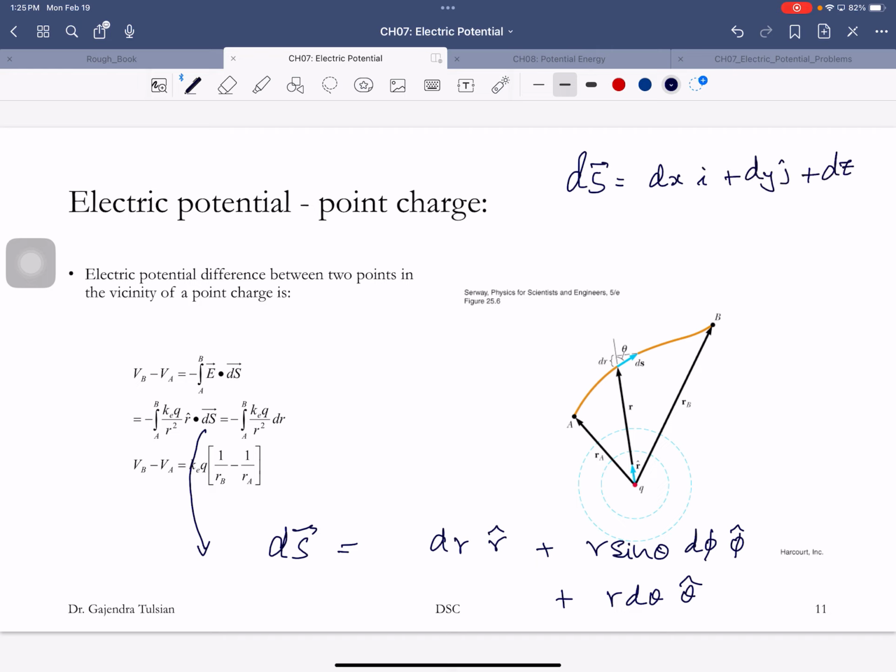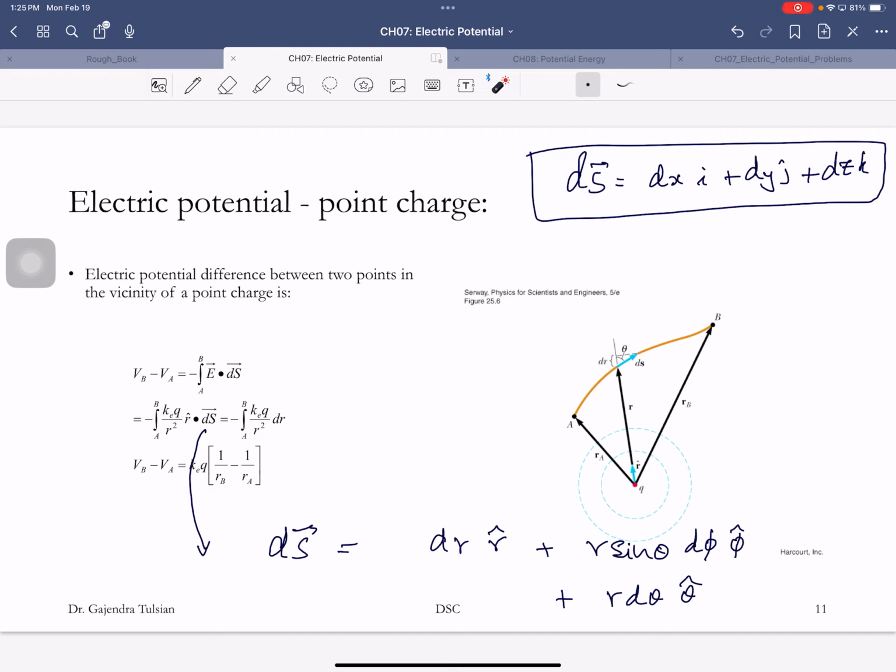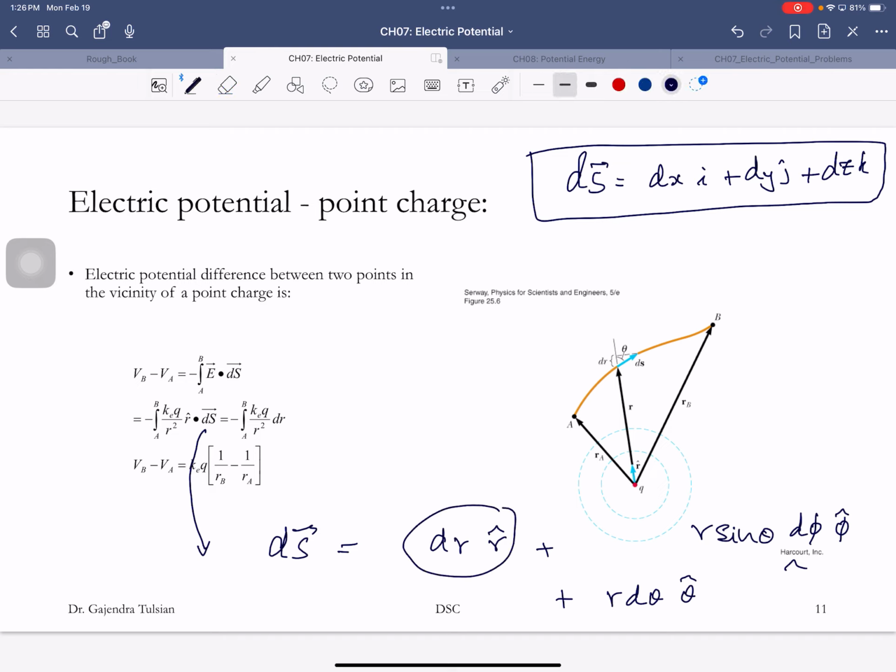So that's why I'm not wanting to go over this. This is the small displacement in Cartesian coordinates: a small displacement in the x direction, in the y direction, in the k direction. The parallel of i, j, and k are r hat, phi hat, and theta hat. You will probably learn this in Calc 3. The problem is mathematicians and physicists use what they call d phi, we call d theta, and all that kind of stuff.